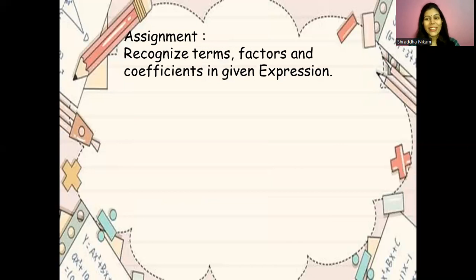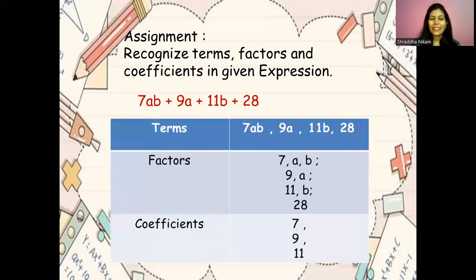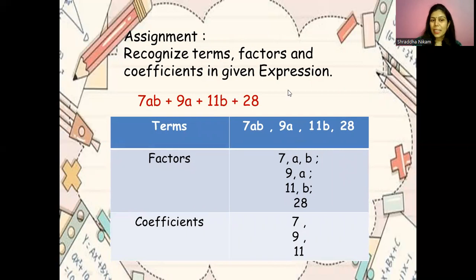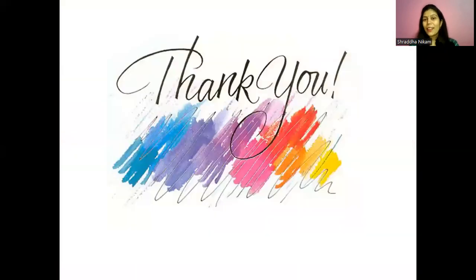Now it's time to check your assignment. The terms are 7ab, 9a, 11b, 28. If we split those terms further, we'll get factors, and obviously numerical factors are known as coefficients. Here 7, 9, 11 are known as coefficients. So class, today in this way we have learned about algebraic expressions and types of algebraic expressions.